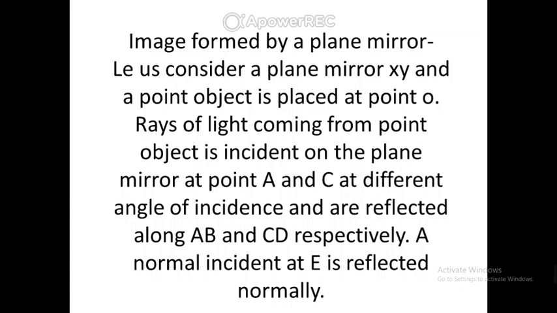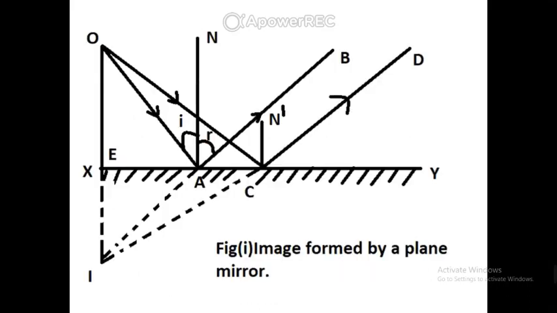So in this way, we can find the image formed by a plane mirror, and we have to show that object distance equals image distance. In the image formed by a mirror, we can show that object distance equals image distance.